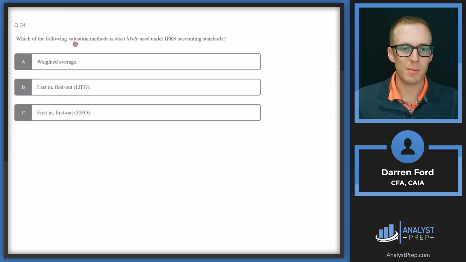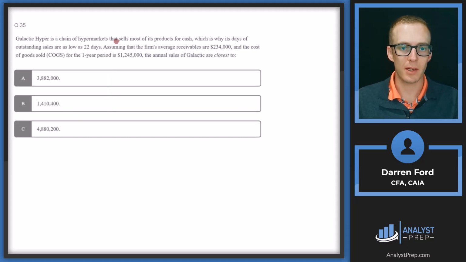Which of the following valuation methods is least likely used under IFRS accounting standards? Is it A, weighted average, B, LIFO, or C, FIFO? This one's going to be pretty straightforward. Least likely, meaning can't be used. That's going to be B, LIFO, which is not allowed under IFRS. Weighted average or FIFO are good, but LIFO is not. Answer B.